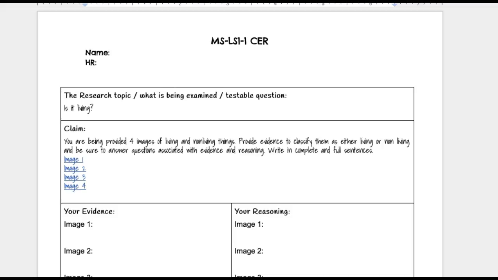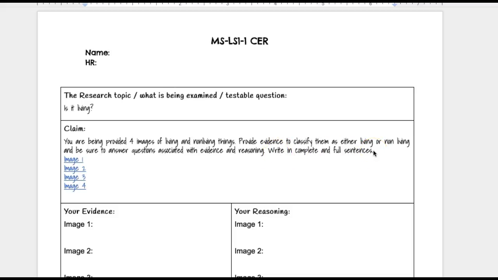What's neat about this CER is that I am giving you a little bit of information. You are going to write the evidence and the reasoning. The question we are looking at here is, is it living? I'm giving you four images of living and non-living things. Your job is to provide evidence to classify them as either living or non-living. I've also got some additional questions listed below that I'll have you look at in a second. I want you to make sure that you write in complete and full sentences.